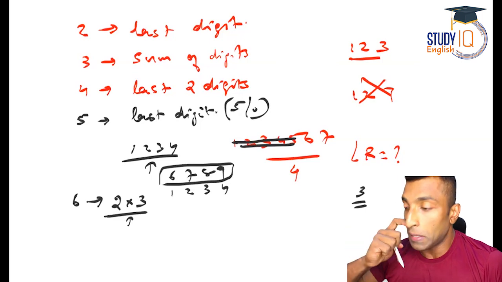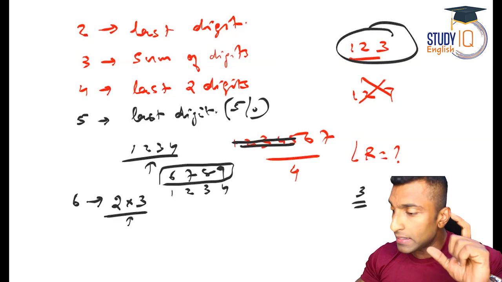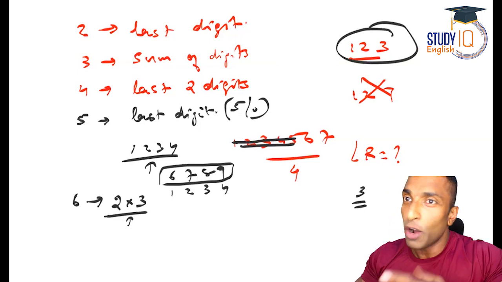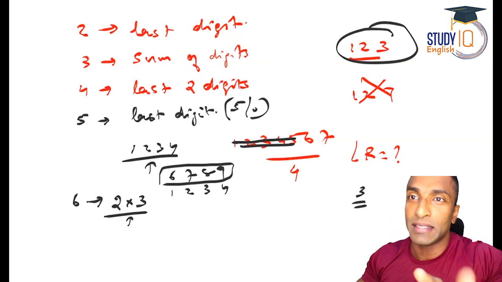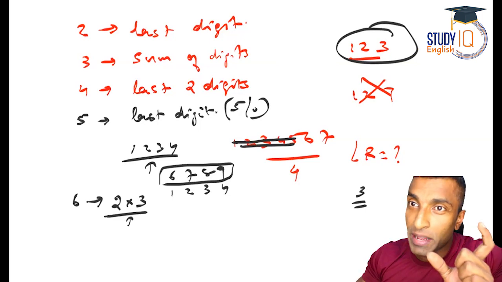The sum of digits. Now, if you see 1, 2, 3, is it divisible by 6? At first look itself, no. Why? It is an odd number. An odd number can never be divisible by 6, because the first criterion is it should be divisible by 2, so it should be an even number.